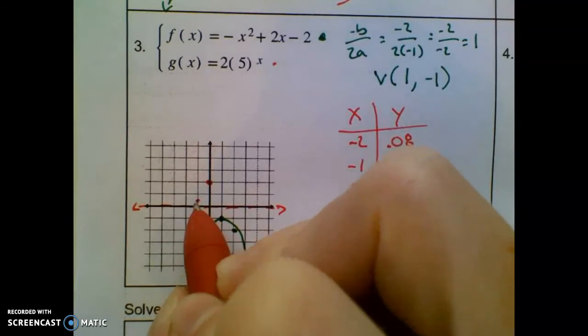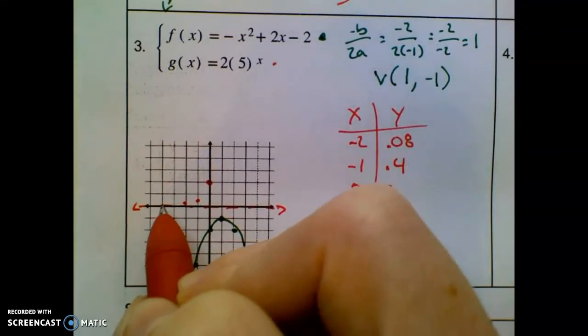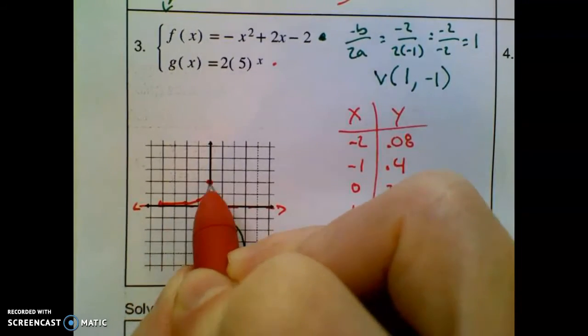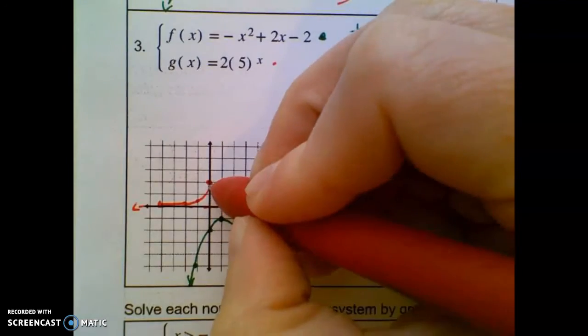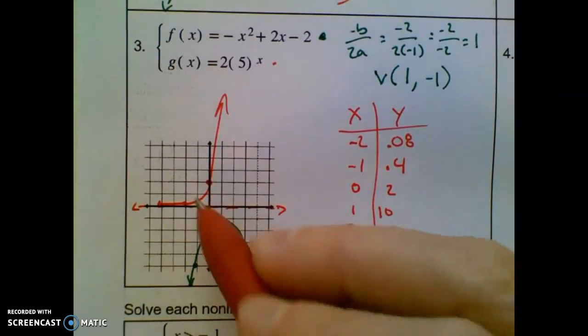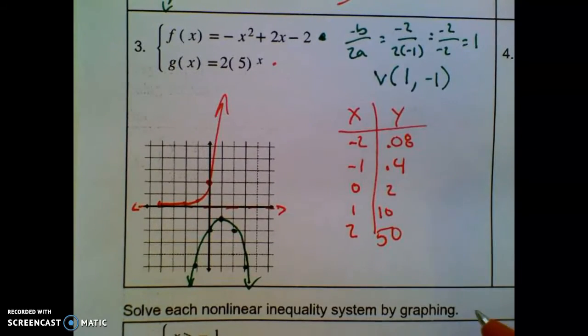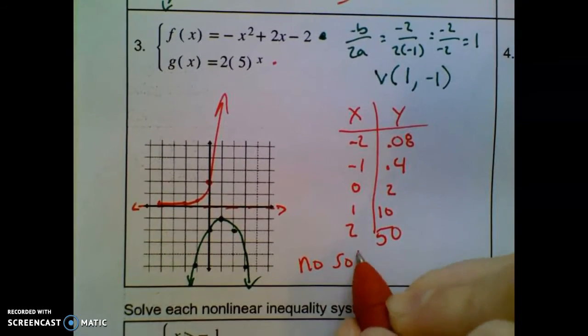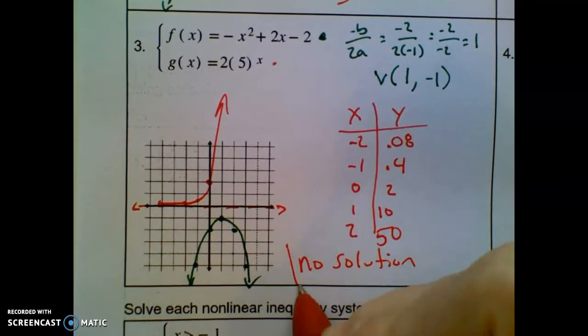-1.4 is here-ish, and then 0.08 is here-ish. And again, it's going to forever get closer. And 10 is way up there, so this guy actually goes up pretty high really fast. So looking at my intersection, there is none. So this is actually going to be a no solution answer there.